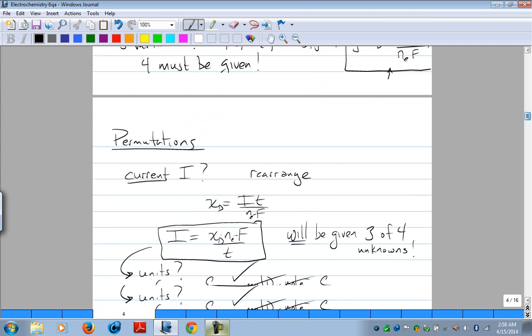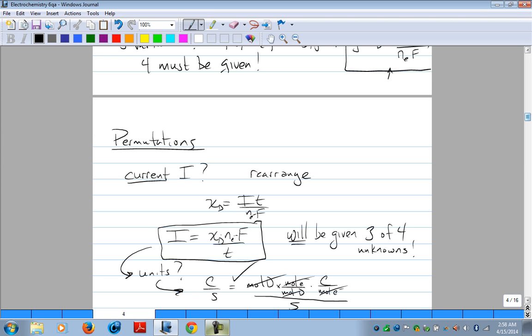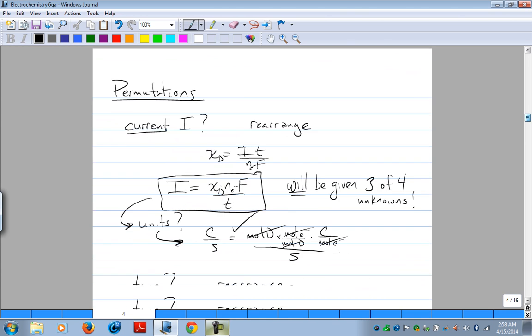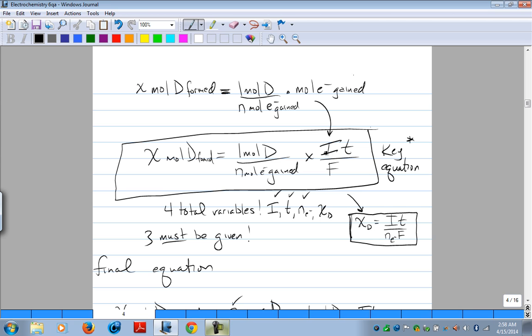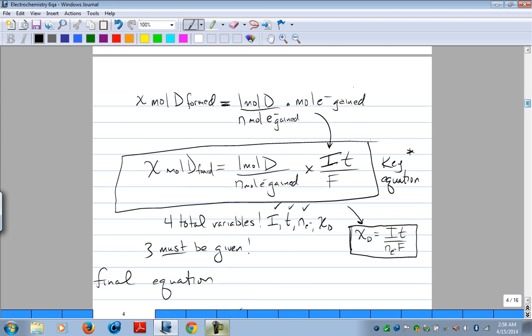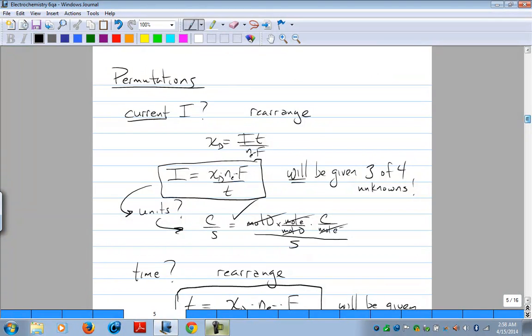There are a couple of permutations that can be asked for. Whoever's writing the question may want to know what current is required to produce a certain quantity of moles of D. So just rearranging the moles formula, isolating I, the current, you get I equals moles of D times moles of electrons gained per mole of D formed times the Faraday divided by time. Again, 3 of these 4 variables will be given. The Faraday is not a variable.